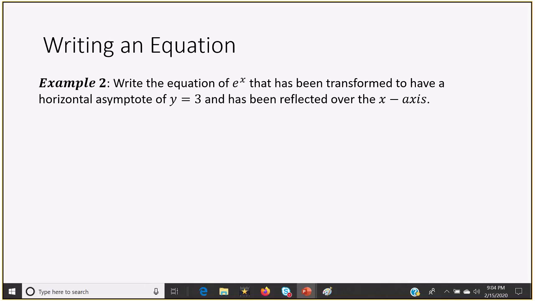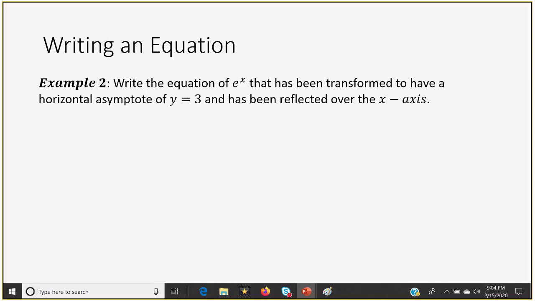I know my horizontal asymptote is now y is equal to 3, and I also know that it is going to be reflected over the x-axis. Well, if it has a horizontal asymptote of y is equal to 3, my graph better be shifted up 3 units. So I'm going to add 3 to my e to the x, so I know at least I'll have e to the x plus 3.